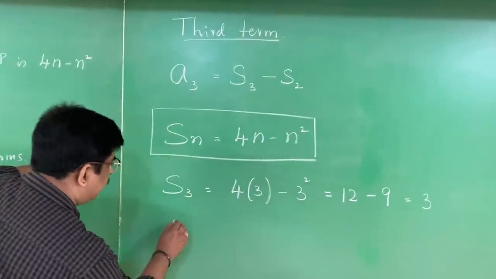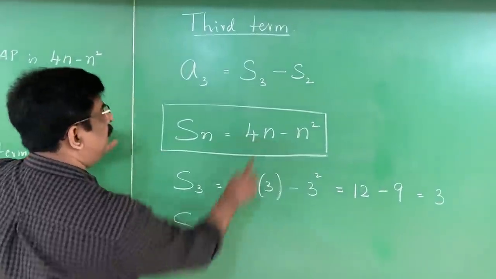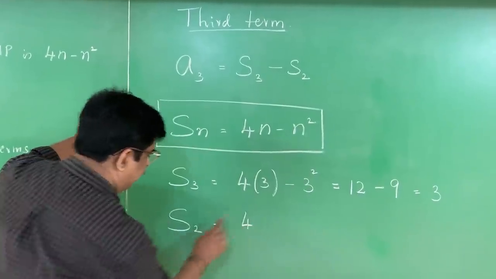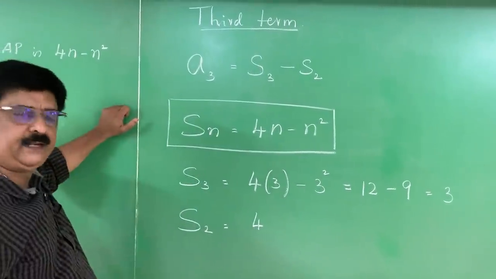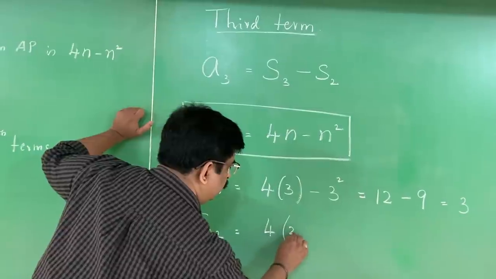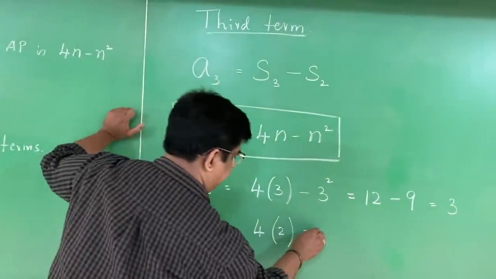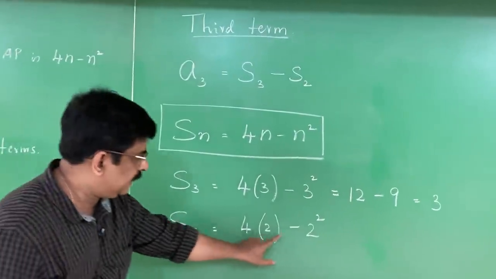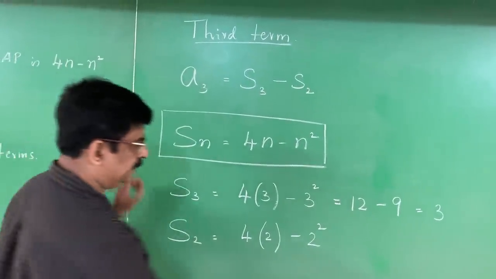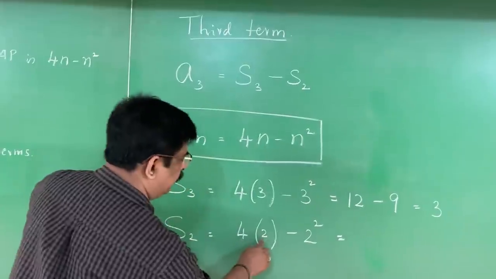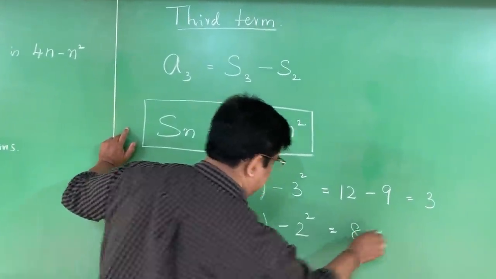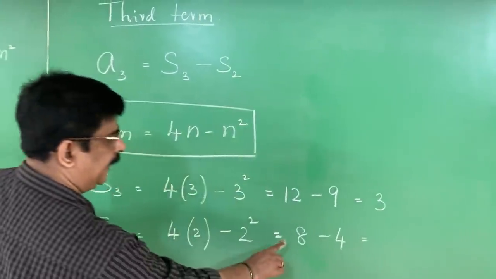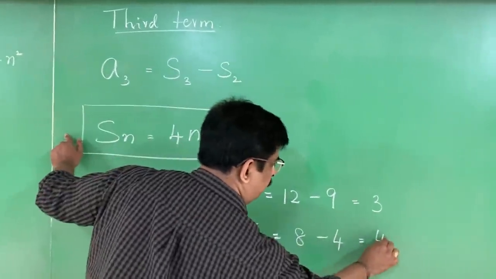Then I find S2. S2 is equal to 4n minus n square. Wherever n is there, write 2, which is equal to 4 into 2, 8, minus 2 square is 4. 8 minus 4 is 4.